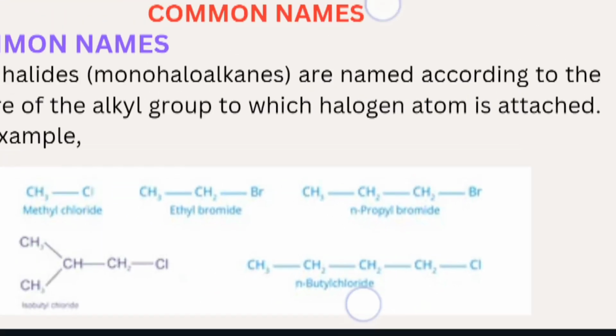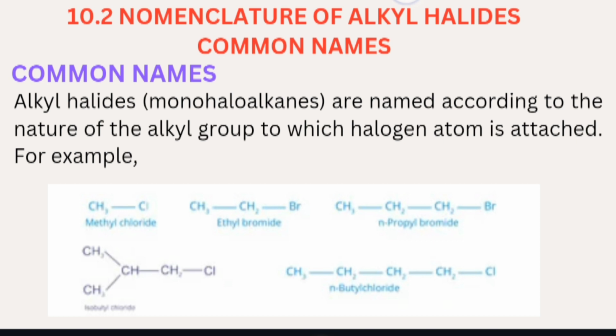So students, in this you can see that alkyl halides are commonly named according to the nature of the alkyl group. If the alkyl group is methyl, then it is methyl chloride, methyl bromide. If the alkyl group is ethyl, then it is called ethyl chloride, ethyl bromide. If the alkyl group is propyl and is attached to the halogen group, then it is called n-propyl chloride, n-propyl bromide, n-propyl fluoride, and n-propyl iodide.